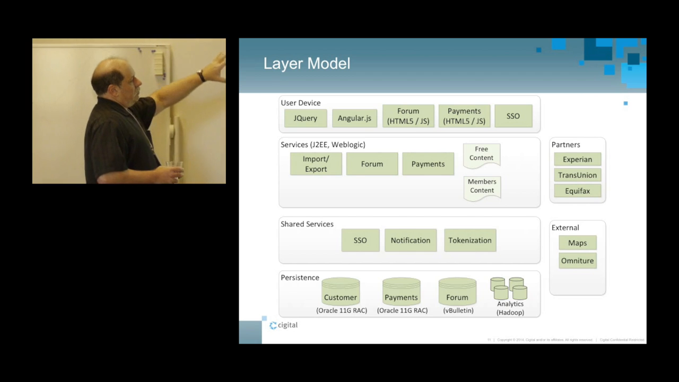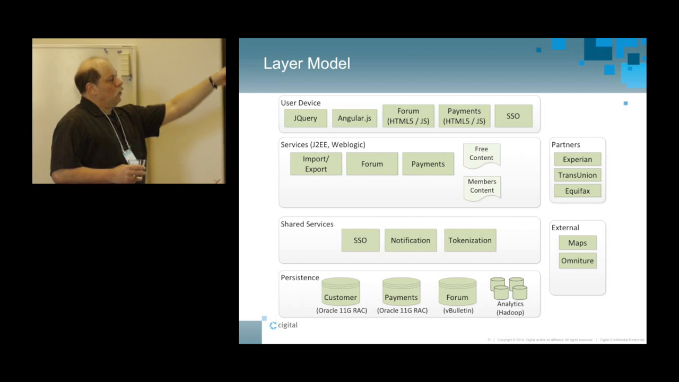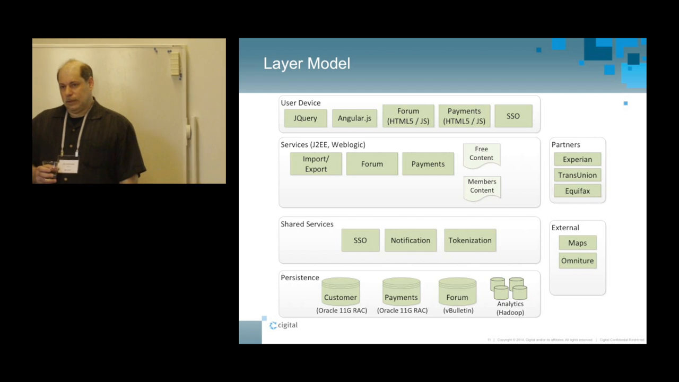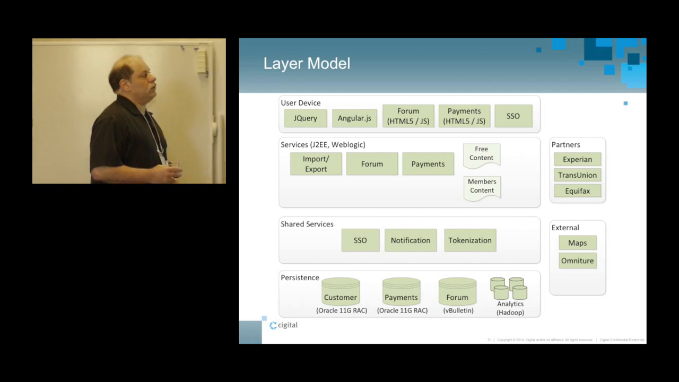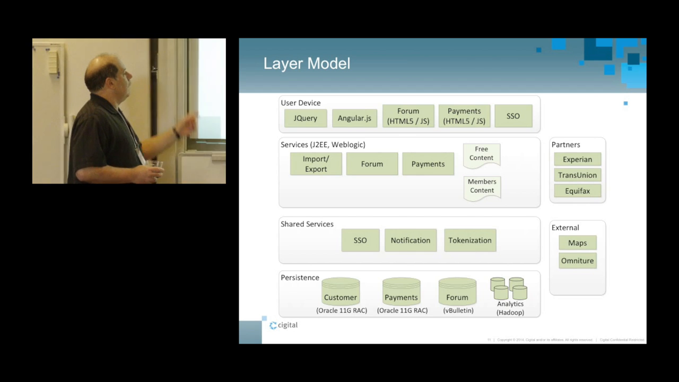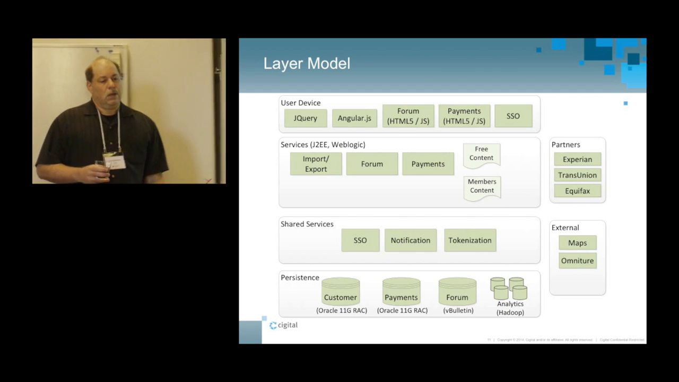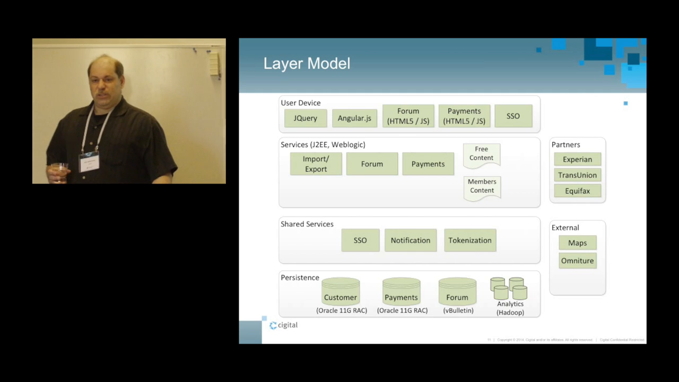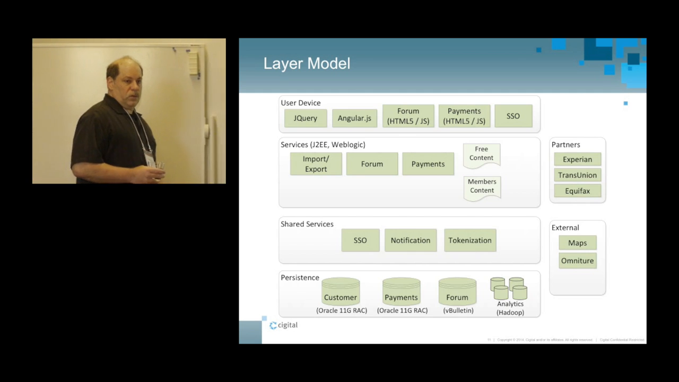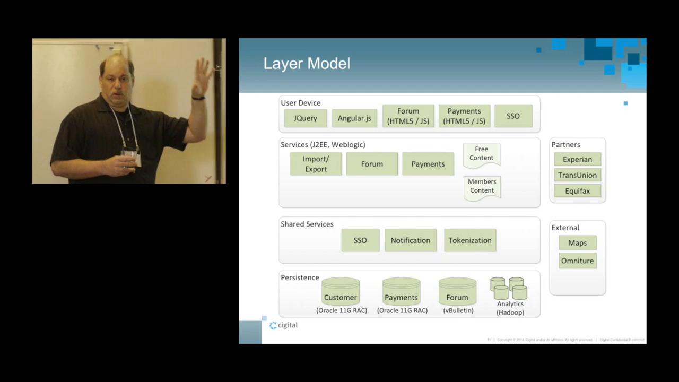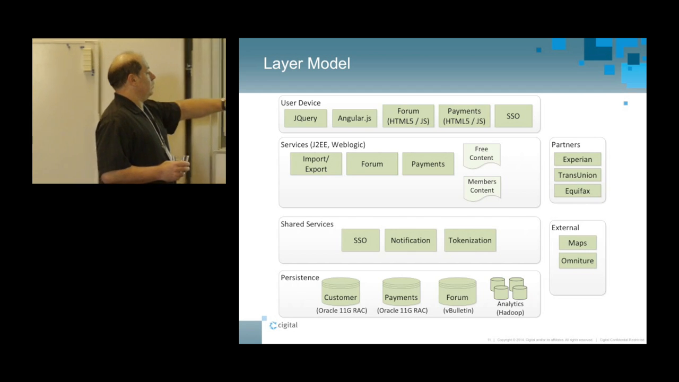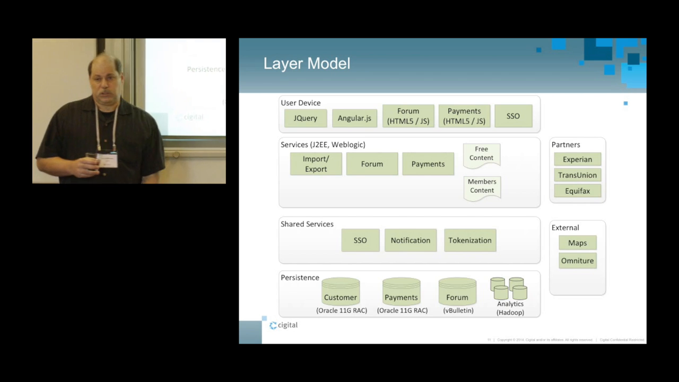There are various services sitting over on the server side. We're talking to other business partners or business relationships. We don't know how we're talking to them, but we know they're different components of the system. We have shared services. Again, you would need to find out in your organization what that means. It could be shared services with internal organizations, or it could be shared services with external organizations. But we know we have some shared services, and we know we have a persistence layer.